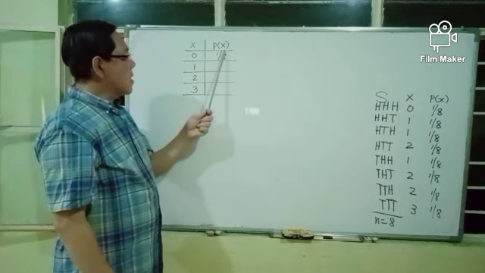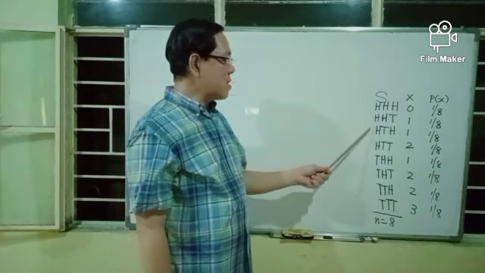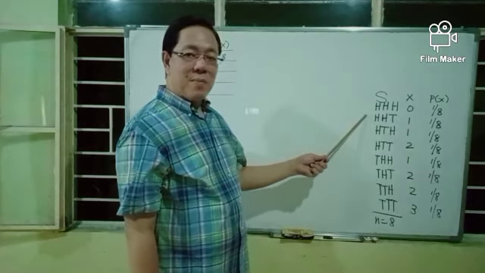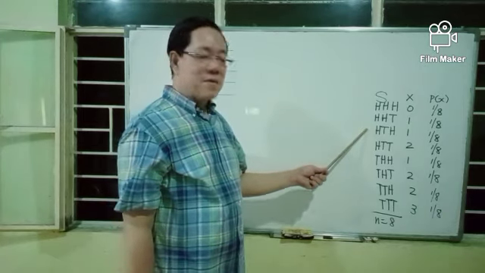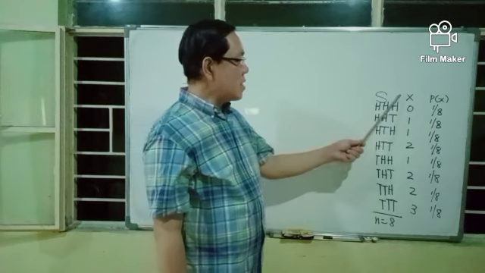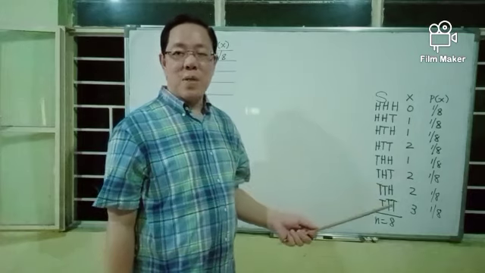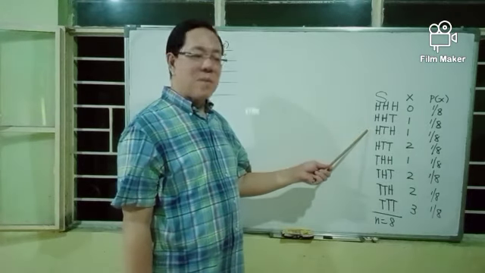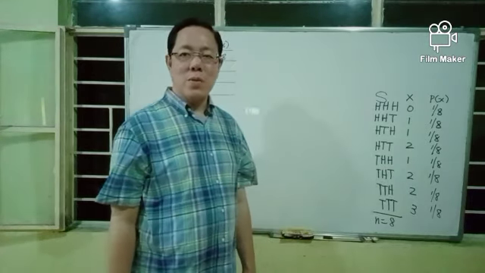The probability that the value of the discrete random variable x is 1 is equal to the probability of this event plus the probability of this event. There are 2 ways by which one tail can occur. That is, in this event, where tail occurs in the third coin, or in this event, where tail occurs in the second coin, or in this event where tail occurs in the first coin. Hence, the probability that x is equal to 1 by addition principle for probability is equal to the probability of this event 1 over 8 plus probability of this event 1 over 8 plus the probability of this event 1 over 8, and that's equal to 3 over 8.